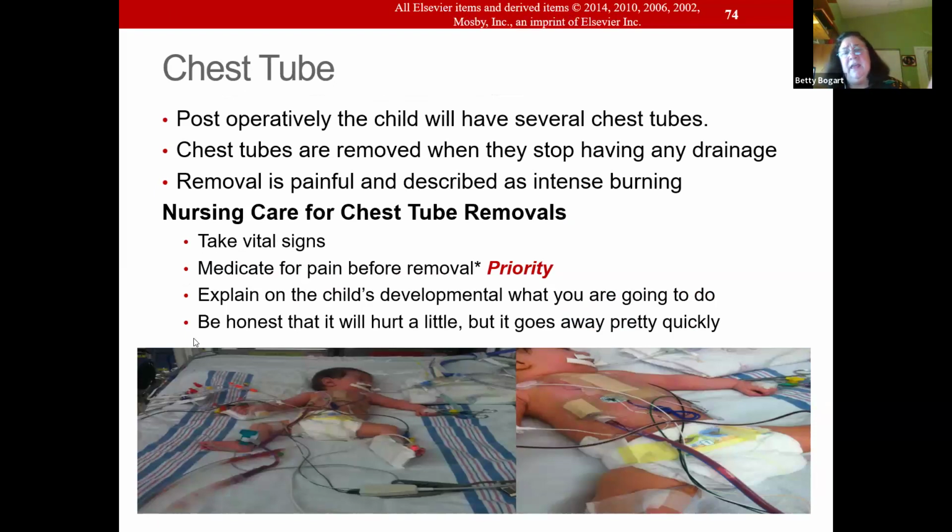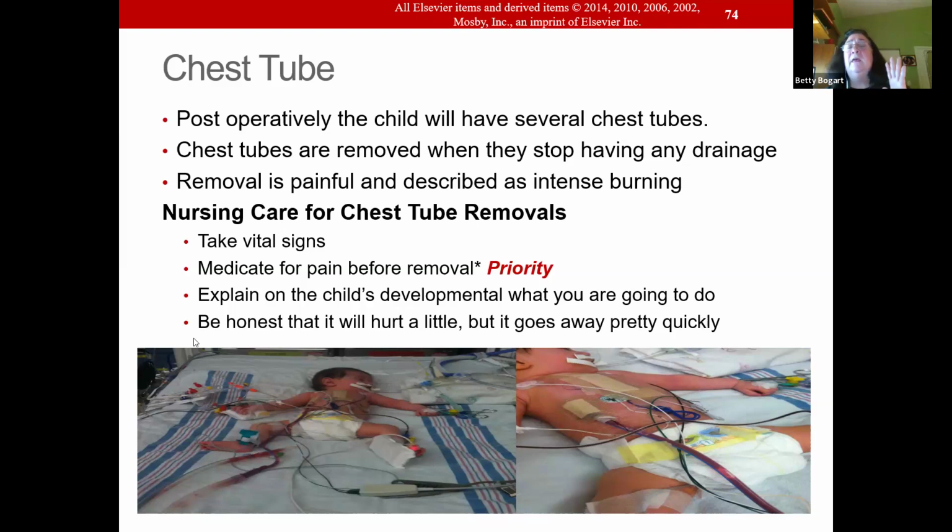Chest tubes are a big thing. One of the things with children and anything we do for them, with chest tubes coming out, I've worked with adult open hearts and I've worked with children's open hearts. The adults tell me when those tubes come out, it burns, but not for a long time, maybe 30 seconds, but an intense 30 seconds. So be honest. Tell the kid it's going to hurt, but I'm going to do everything I can to minimize the pain. Don't lie to a kid and tell them it ain't going to hurt, because it will.